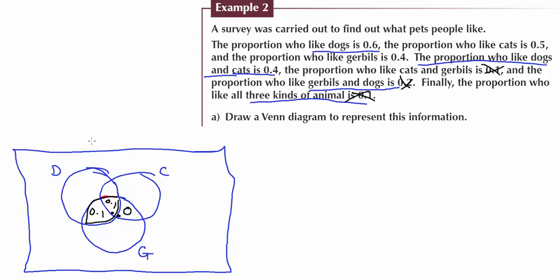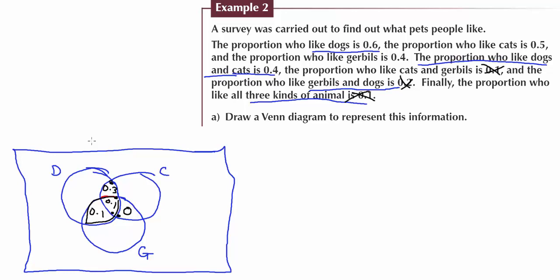Can you see you're sort of working from the inside outwards? Just work from the inside out. Okay, those who like dogs and cats, that's literally this area and this area. We know it equals 0.4. That's 0.1, so this has to be 0.3.